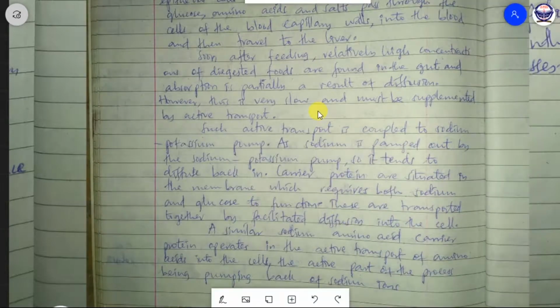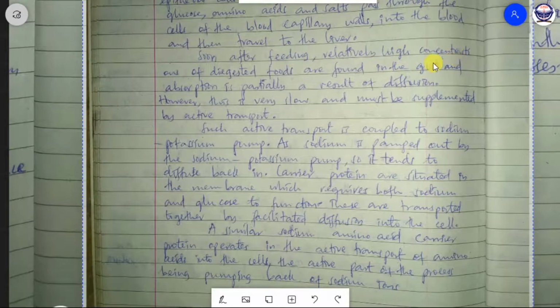Now, soon after feeding, a relatively high concentration of digested food is found in the gut, and absorption is partially a result of diffusion. However, this is very slow and must be supplemented by active transport. Such active transport is coupled to the sodium potassium pump. So it tends to diffuse back in.